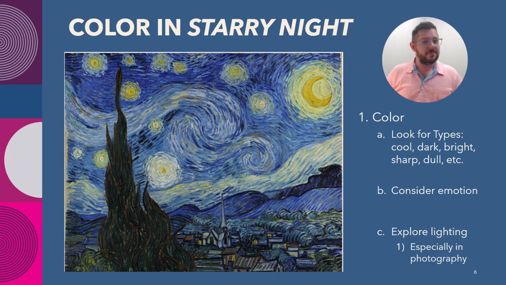Cool colors, dark colors, bright colors, sharp colors, things that are really contrasty, dull colors if it's kind of muddy, etc. So most of our colors here are fairly bright, especially up top, right? So we've got all those bright colors up here, and then we've got kind of the darker colors down below. So let's look at our specifics. So up top, we've got some nice blue colors, right?